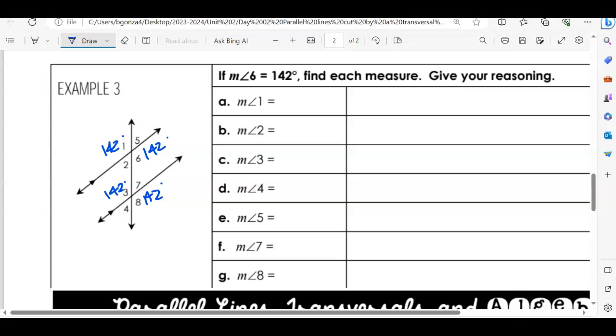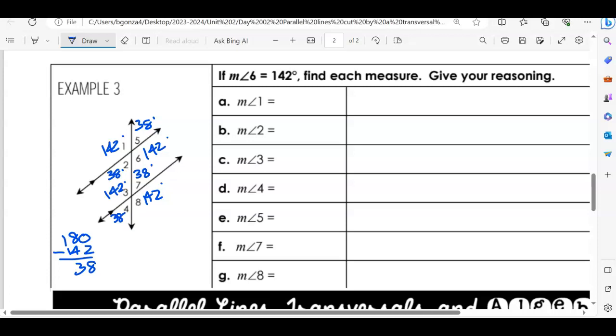Now, how do I find the other 4? Subtract 142 from what? 180 minus 142 is 38. So the other 4, zigzag, 38, okay? Now, can you label the rest of these pretty fast, pretty easy, okay?